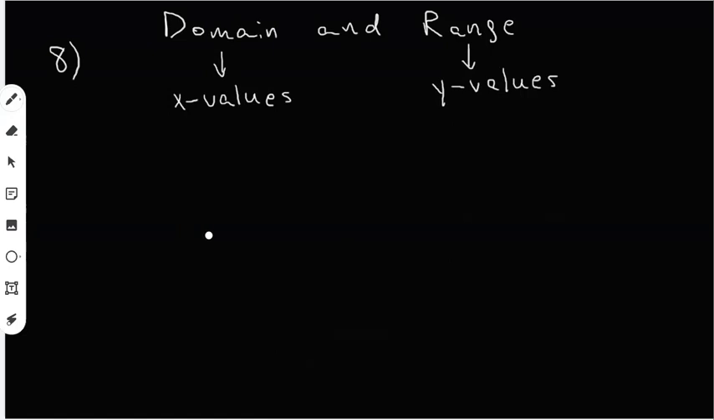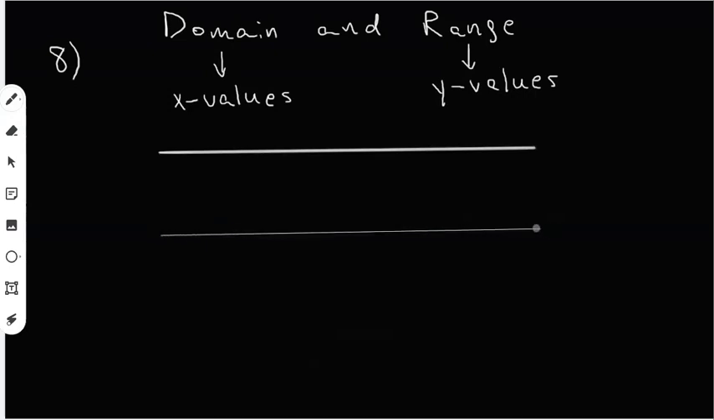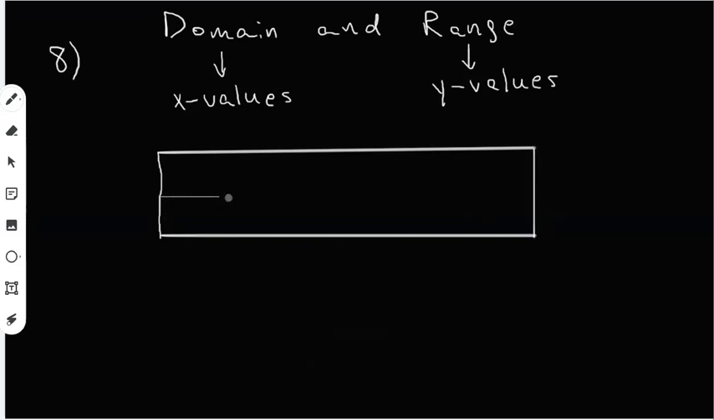So what you're going to be given is a chart. So let's go ahead and draw that. We're going to have a line up here. We're going to have a line down here. And we're going to have a little rectangular box. Drawing these lines as straight as I can. And there's going to be a line down the middle, definitely.